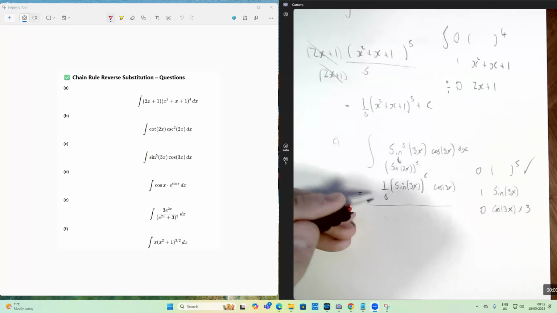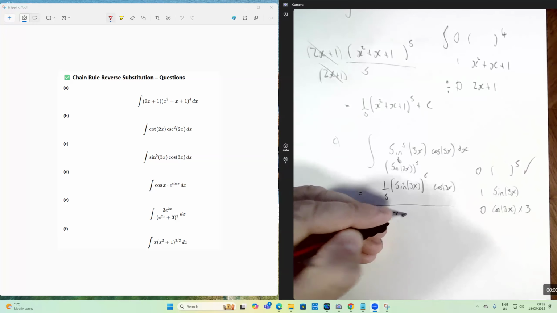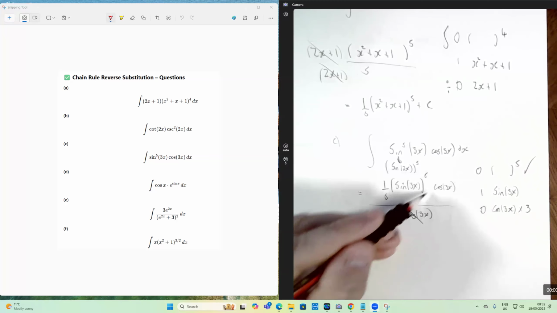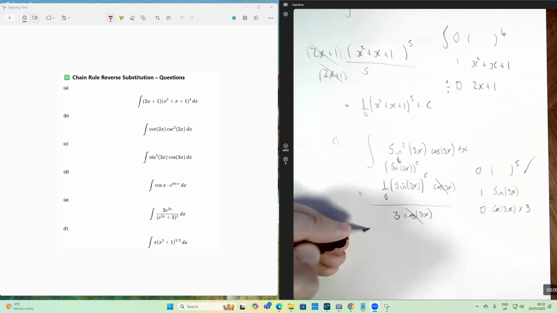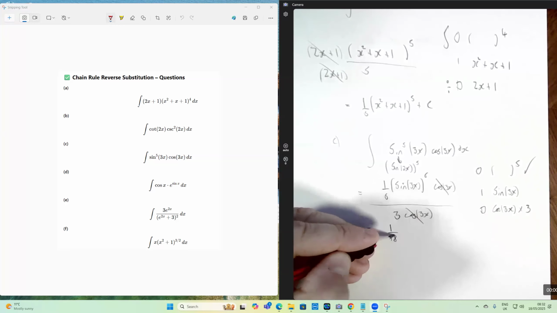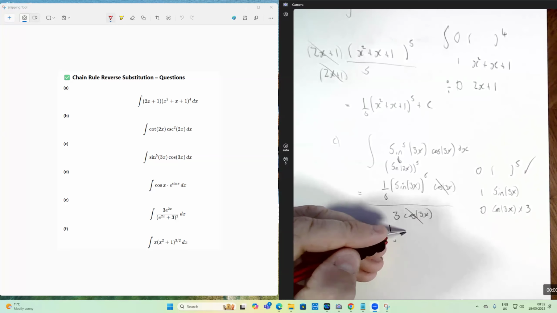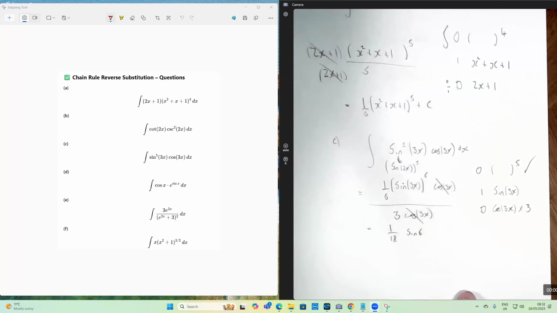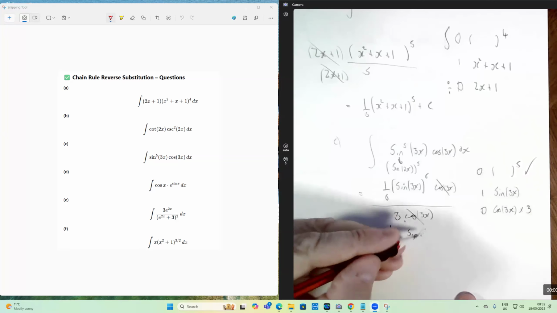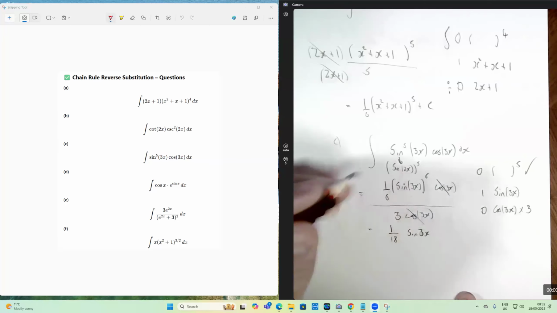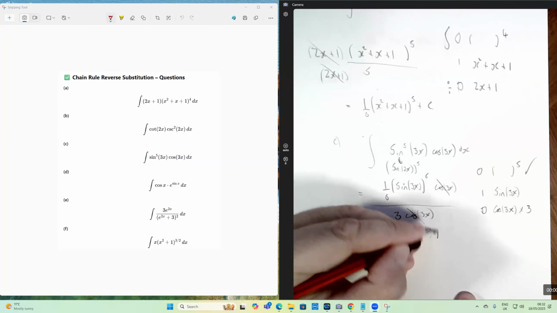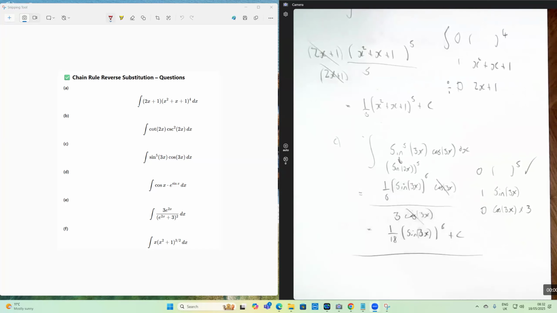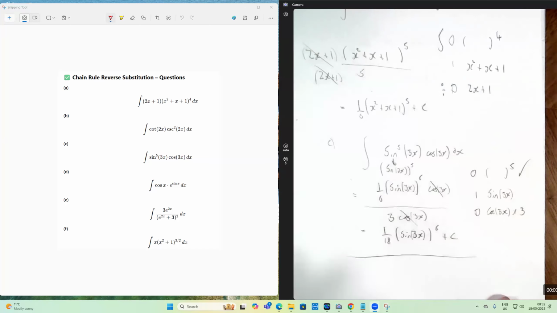I'm going to divide by the derivative of that. So that is 3 cos 3x. So that cos cancels, and that goes to 1/18 sine of 3x all to the power of 6 add c. And that is that one integrated.